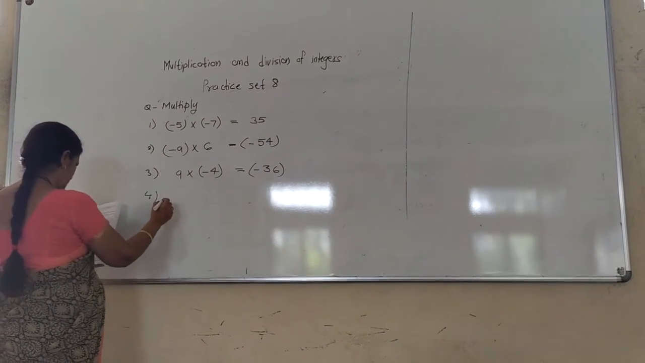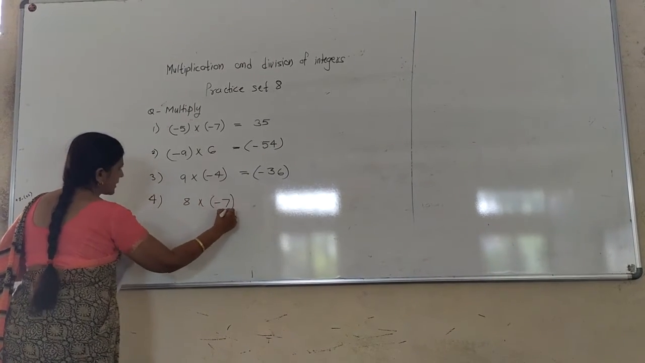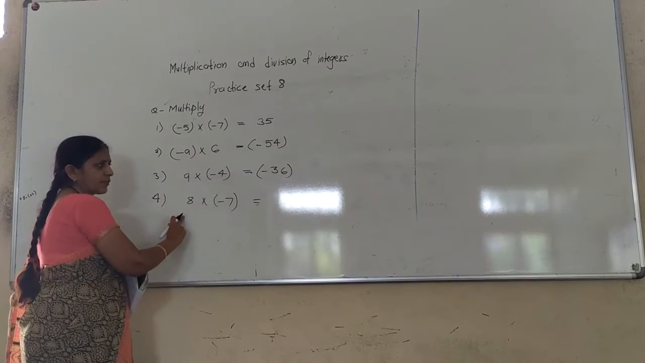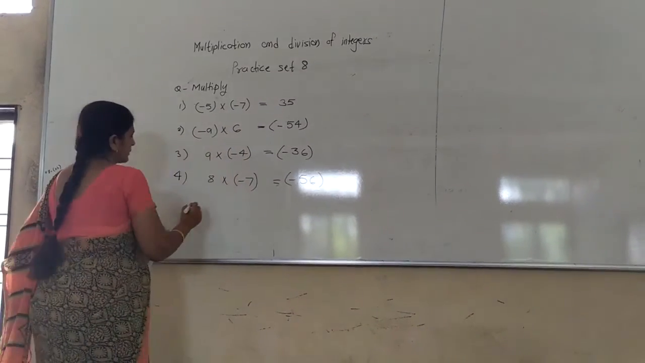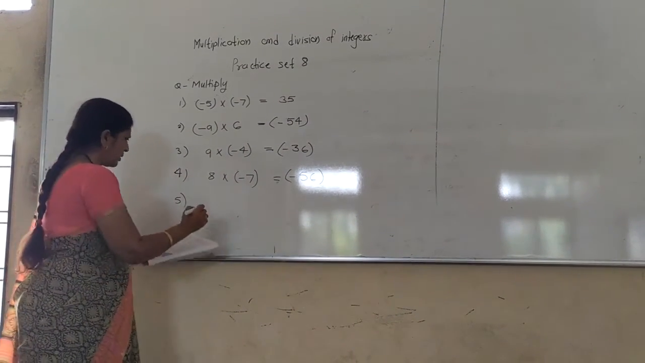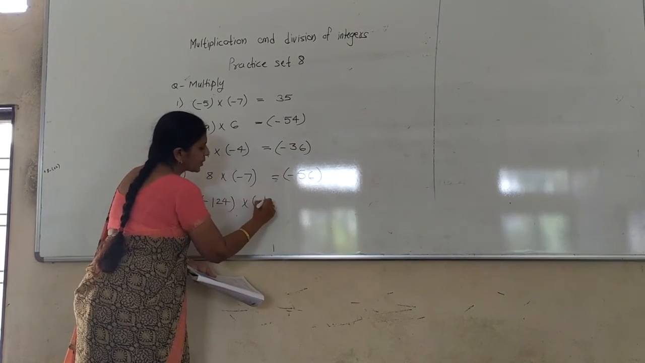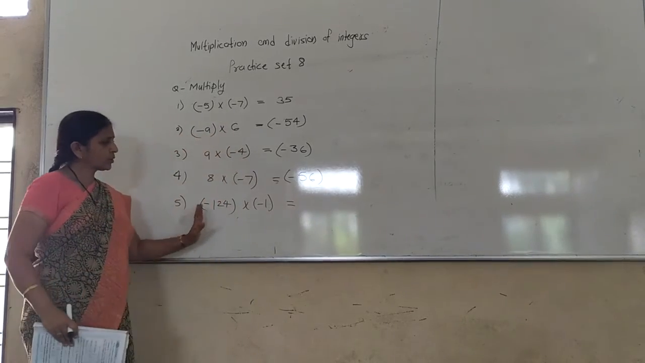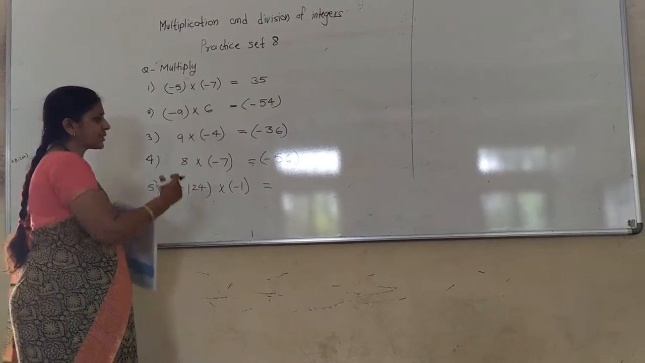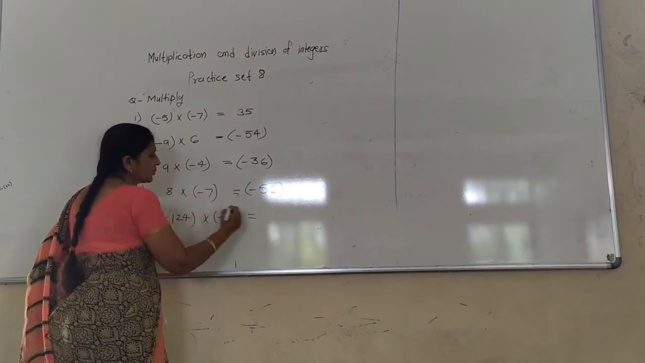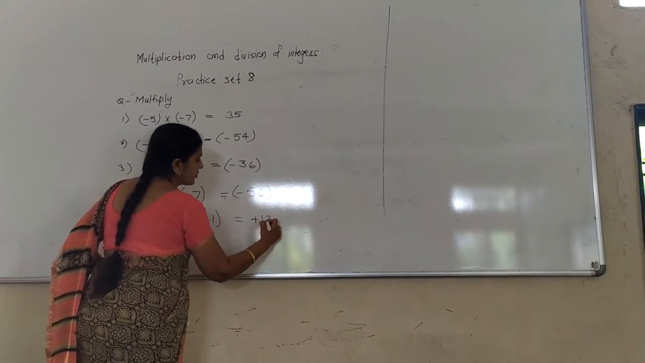Then fourth one, 8 multiplied by minus 7. Again both numbers have different signs. So 8 7s are 56 and negative sign. Next one, fifth one, minus 124 multiplied by minus 1. Here both numbers have the same sign. 124 is a negative number, 1 is a negative number. Same sign gives us a positive integer. So here positive, and 124 multiplied by 1 is 124. Same.